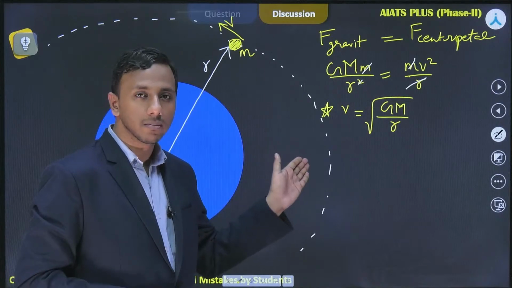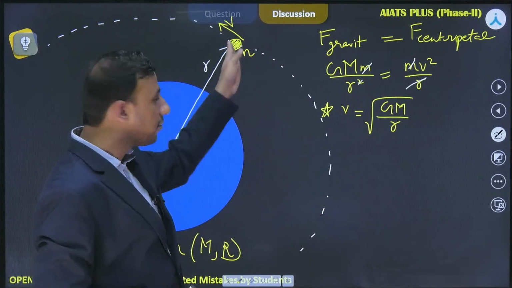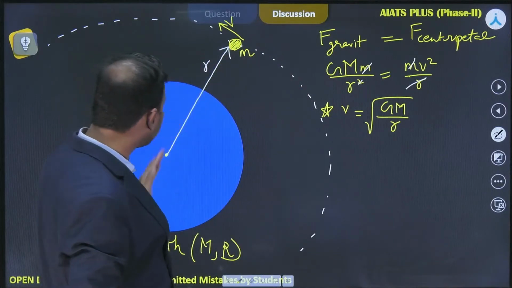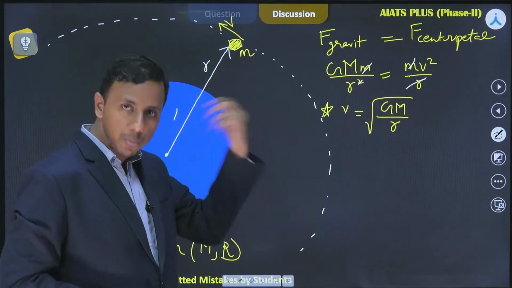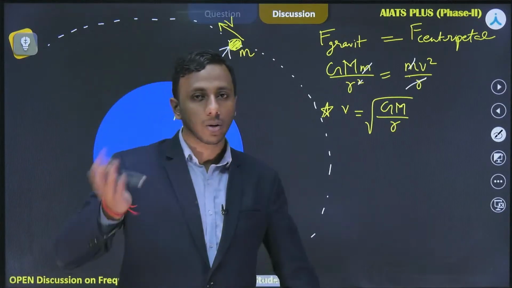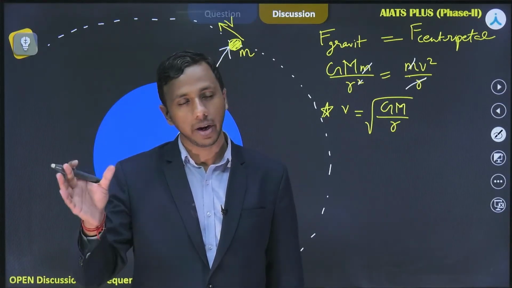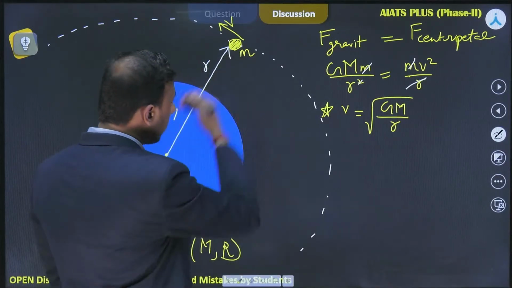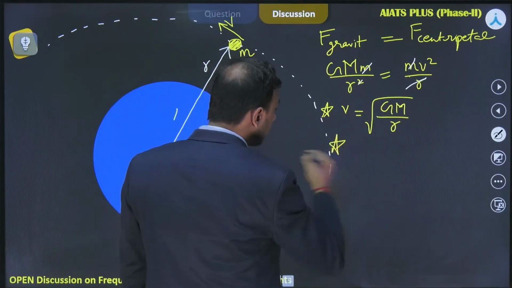Because torque is 0. Why is torque 0? Because the only force is gravitational force, which is in this direction, and the r vector is in the opposite direction. Torque will be r cross F, rF sine 180, so torque is 0 and angular momentum is conserved. So can we write down angular momentum over here? Can you tell me?